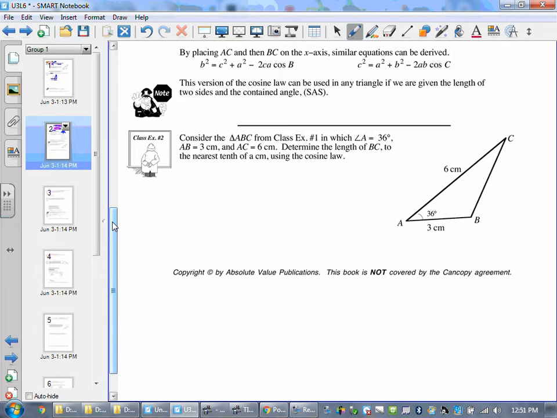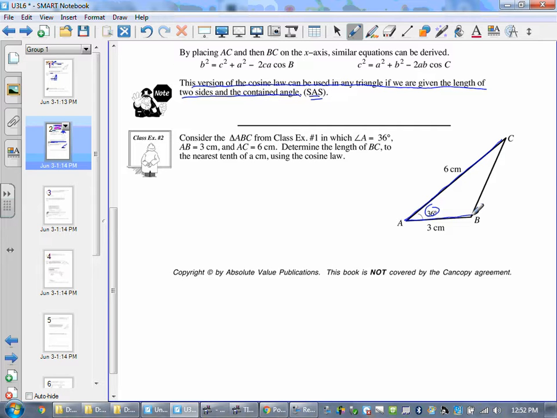Okay, so when do we use this form? Our little policeman tells us that we're going to use this version of cosine law. It can be used in any triangle if the given information consists of two sides and the angle between them. So how we remember that is SAS. If we have a side, an angle, and a side, we are using this form of cosine law. We have SAS, we're going to use this form of cosine law. Does that make sense? Side, angle, side.